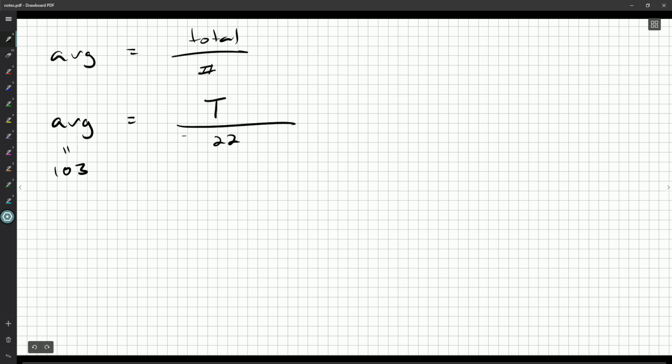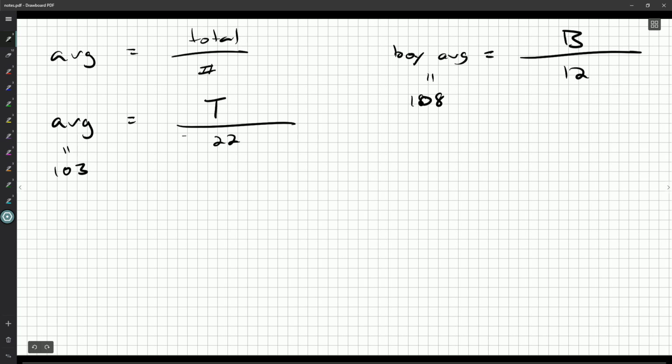Okay. Now we also know the boys' average. That's 108. How would we find the boys' average height? Well, you'd add up the total heights for all the boys and divide by how many boys we have. Well, we've got 12 boys. I'm going to give a name to the total boys' height as well. I'm going to call it B.